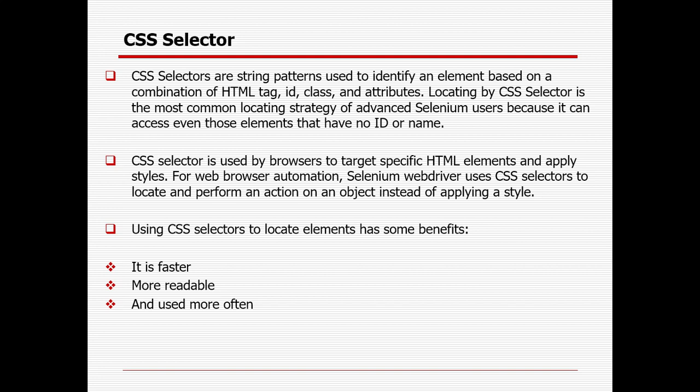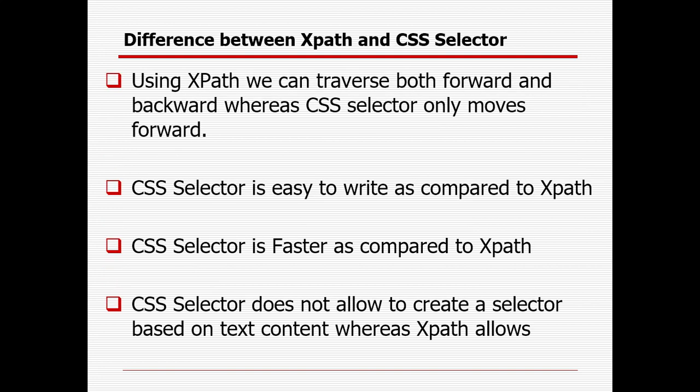So what is the difference between CSS and XPath? In XPath, we can go from parent to child, child to parent, but using CSS we can only go from parent to child, not from child to parent. CSS is very easy to write compared to XPath. CSS is faster. CSS selector does not allow creating a selector based on the text content, whereas XPath allows. So that is some limitation.